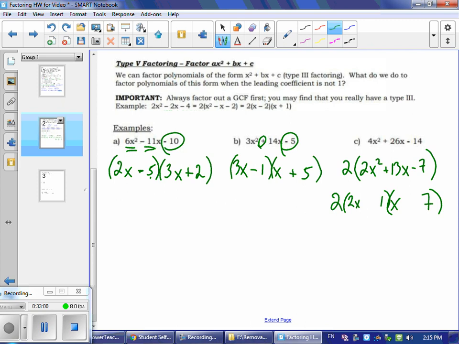So if you look at your outsides, 2x times 7 is 14. If you look at the insides, the 1 times x is 1. I can subtract 14 and 1 and get to 13. The 13 is positive, which means that the 14 part in my multiplication needs to be positive, and the 1 needs to be my negative. So 2 times 2x minus 1 times x plus 7 is the factored form.